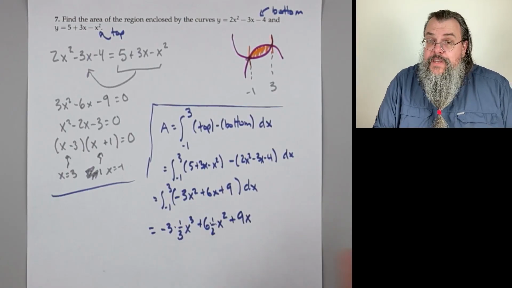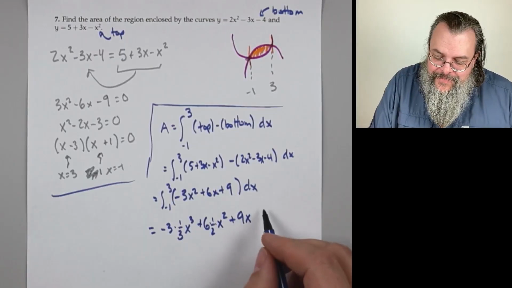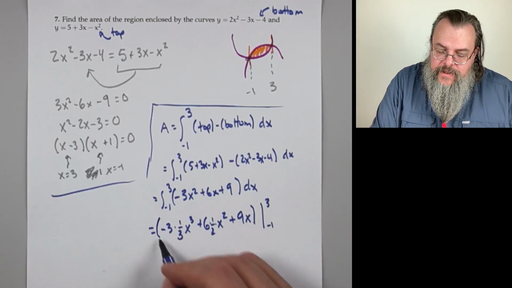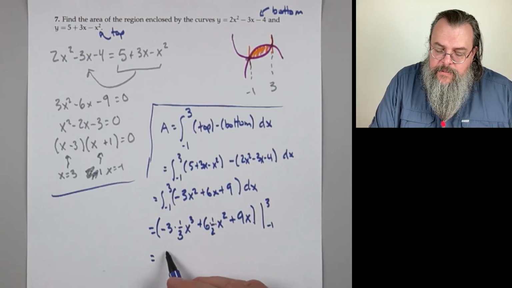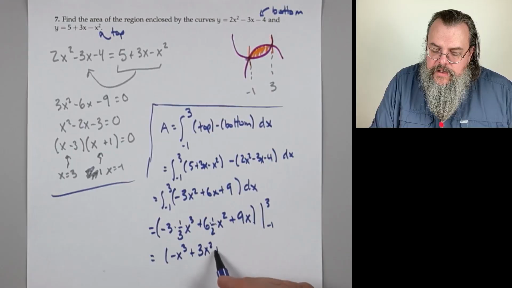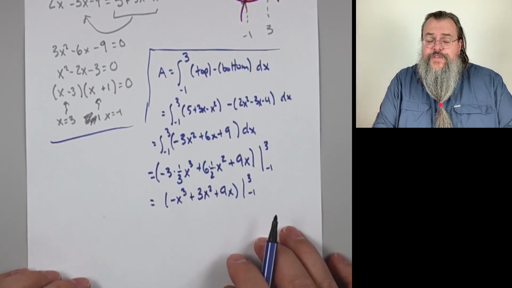We don't need a plus c because this is a definite integral. We're definitely sure we don't need a plus c. Evaluate from negative 1 to 3. Okay, so cleaning that up, we have minus x cubed plus 3x squared plus 9x. All right, so we're almost there.